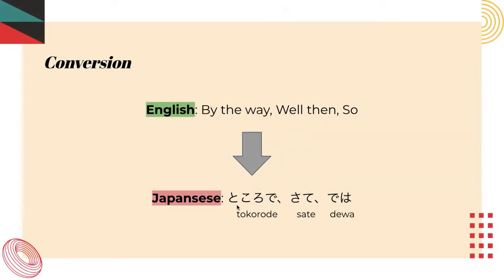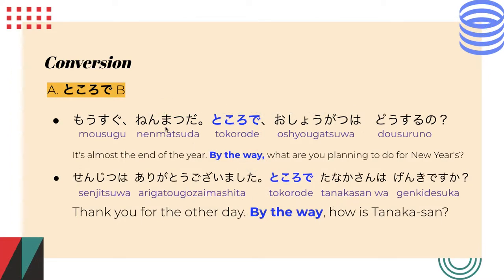The last one is conversion. In English, you would use by the way, well then, so. In Japanese, you would use ところで、さて、では. And all these meanings would apply to every phrase in Japanese. So the first one is ところで. A, ところで, B. Let's try that with examples.